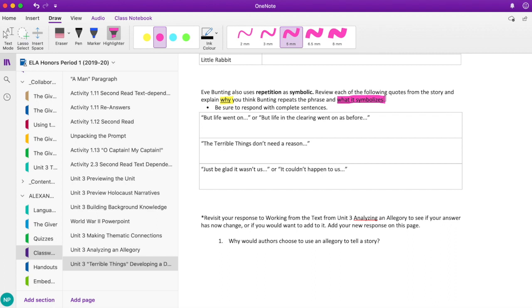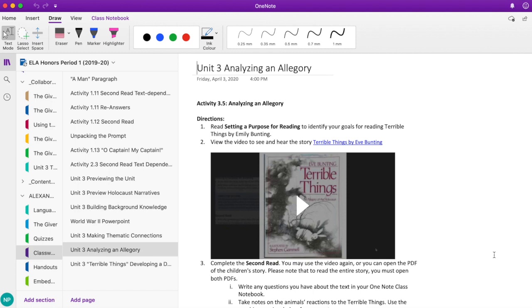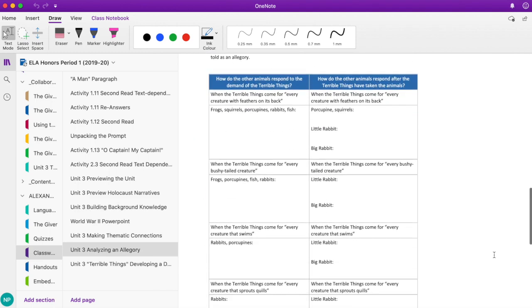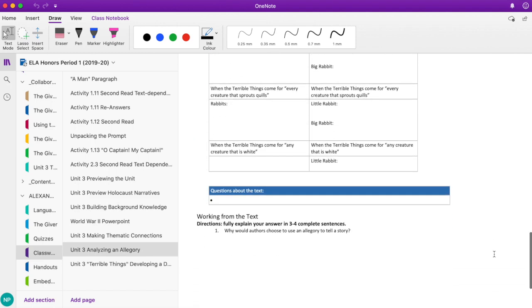After you've done both graphic organizers, I would like you to revisit your response from the previous day's assignment. So revisit your response to work in from the text from Unit 3, Analyzing an Allegory, to see if your answer has now changed, or if you would like to add to it. Add your new response on this page. So what I would like you to do is to go back to the previous day. And if you remember, the very last question you answered after completing all of the work was, why would authors choose to use an allegory to tell a story?